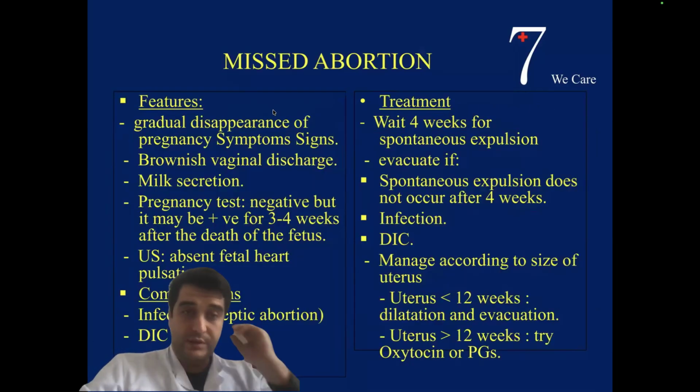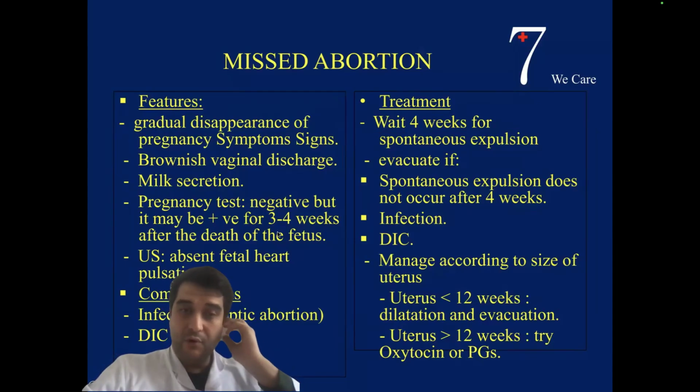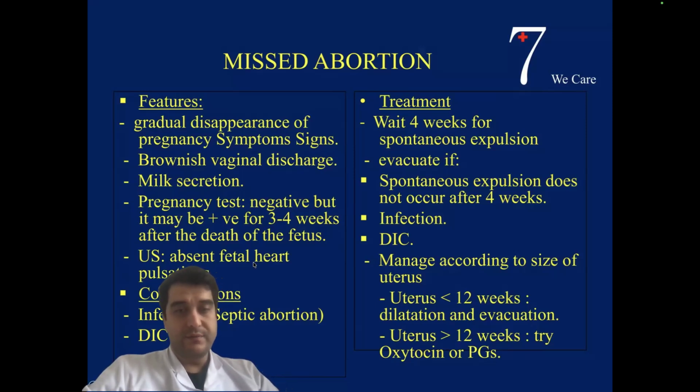So missed abortion, what does it mean? It's a gradual disappearance of pregnancy symptoms and signs: brownish vaginal discharge, milk secretion. Pregnancy test negative, but it may be positive for 3-4 weeks after the death of the fetus. By ultrasound, there is absent fetal heart pulsation. Complications are infection and DIC, disseminated intravascular coagulation.